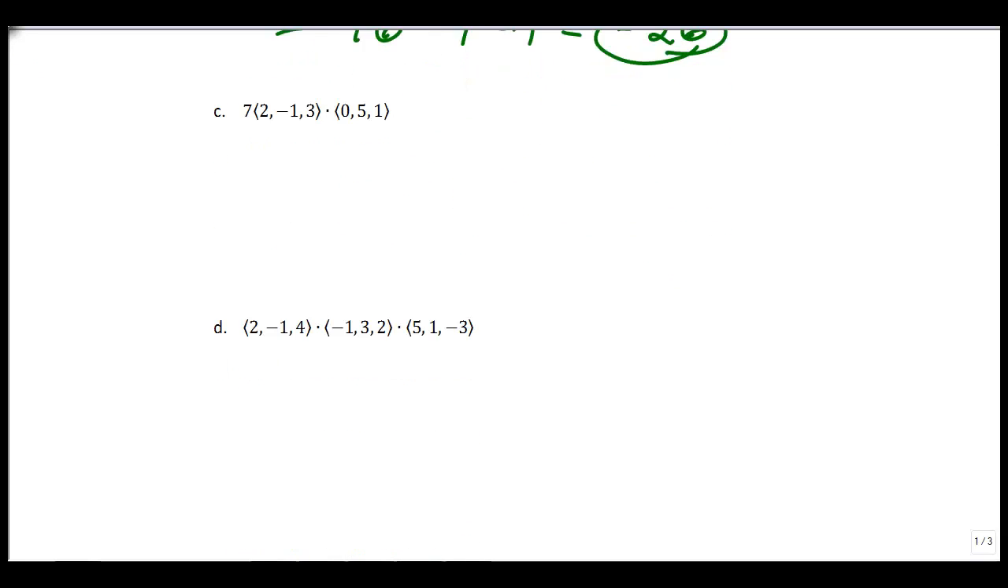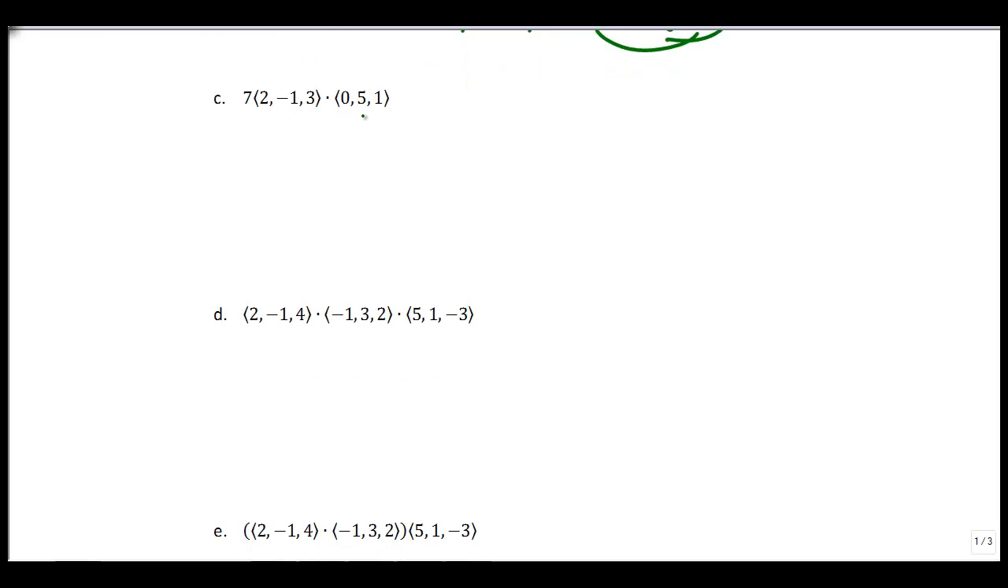All right, next one. This one's a little different here. We've got two vectors dotted, but we also have this 7 out here that's a scalar. There's a couple ways we can do this. One way is we can multiply the scalar through into the first vector, distribute that 7. What that's going to look like is when you multiply the 7 through, you'll get 14, -7, 21, dotted with 0, 5, 1.